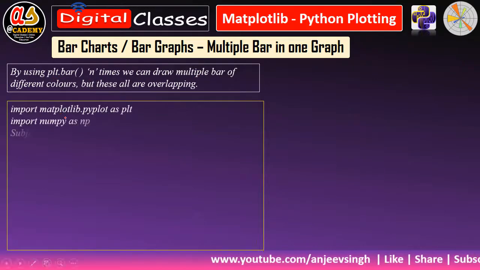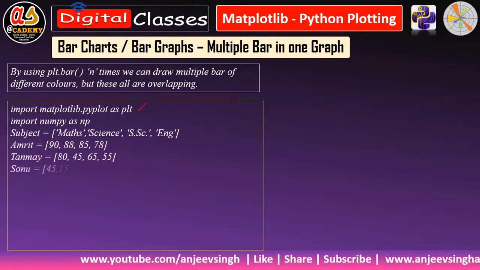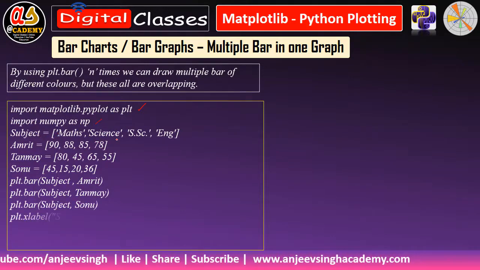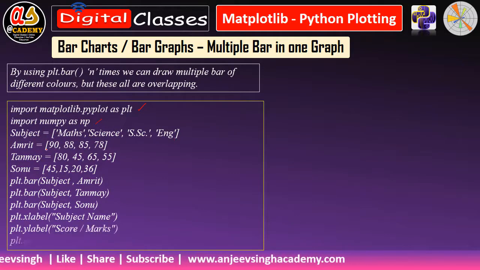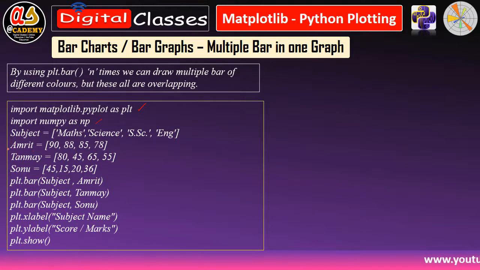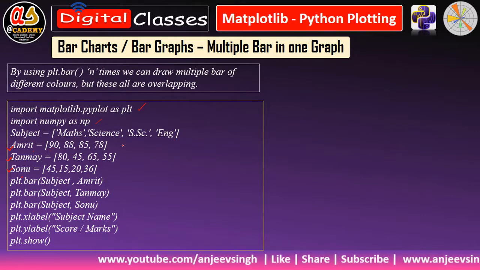So look at this: import matplotlib.pyplot as plt, import numpy as np, and now I create subject equal to math, science, ssc, english, and then I have created the scores of three different students here: Amrit, Tanmay and Sonu. I have taken three different students, and I have created the sequence of values for Amrit for these 4 subjects, because I have a subject list here also.